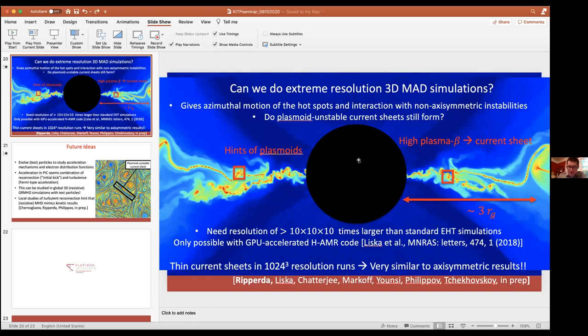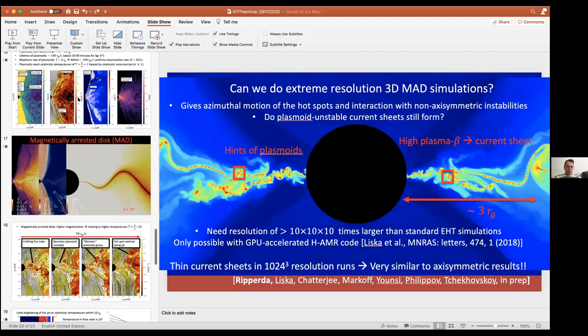Yeah, great talk, Bart. It's beautiful to see the tearing of current sheets in global simulations. It's really getting there. So two quick questions. One is, you said the reconnection speeds are typically like 1% of the speed of light. What are your typical sigmas there?